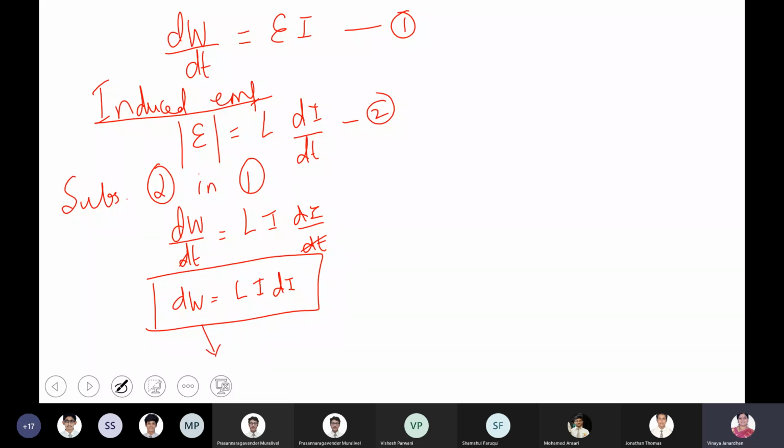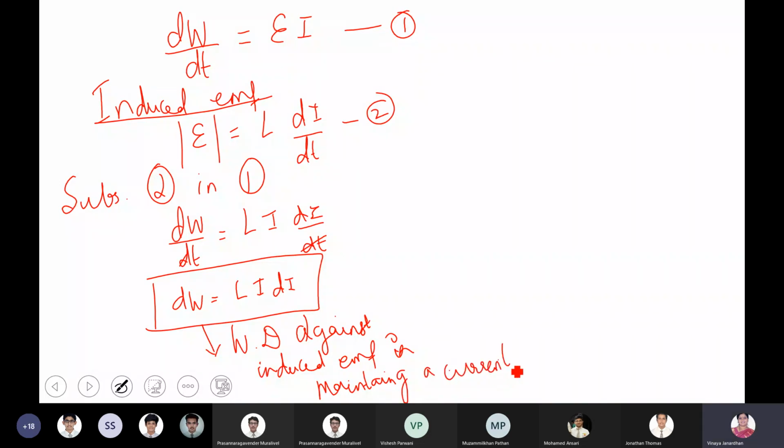I can write what is dW? It is a small amount of work done against induced EMF in maintaining a current of di. So if the current has to increase by a small amount di, what will be the work done? So then what is the work done against the induced EMF in maintaining a current of I ampere? That is the next step.